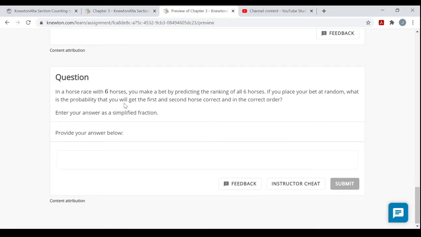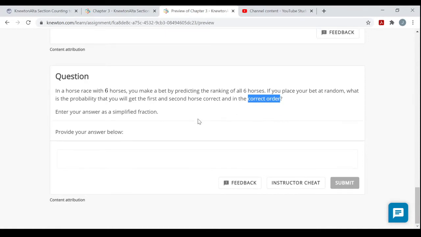So our question here: in a horse race with 6 horses, you make a bet by predicting the ranking of all 6 horses. If you place your bet at random, what is the probability that you will get the first and second horse correct in the correct order? Notice correct order is mentioned. So order matters. So this is going to be a permutation problem.